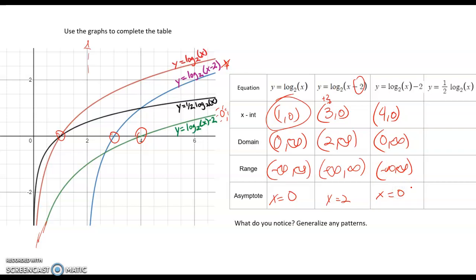Okay, so we've seen some changes, we've seen some things stay the same. The final one I want to look at is the log of 1/2 x. We're going to call that the smelly face right here. This log has the same x-intercept, same domain, same range, and same asymptote as our original log function. The only thing we can tell visually is that it sort of slowly grows. It goes a little bit slower. So the number in front is going to affect the slope of the line, not any of those key features that we're looking for. So, things to generalize, right?